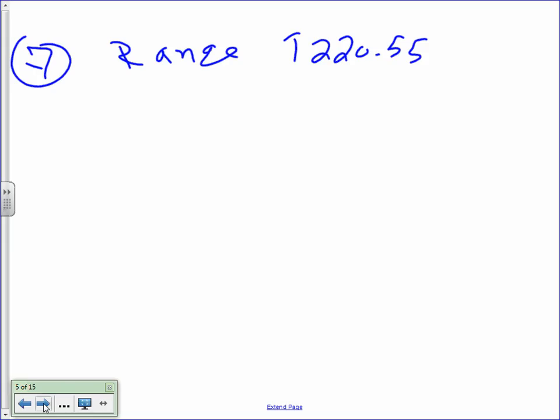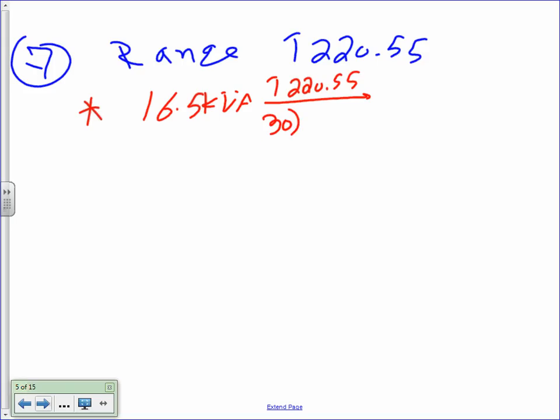So I'm going to remind you, we have ranges. I have how many ranges and what size? I have 16.5 kVA ranges, and how many of them do I have? 30. Okay. So I take the 16.5 kVA to table 220.55. I have 30 of them, so which column am I going to be under? Column C for 30. What's my demand for this?